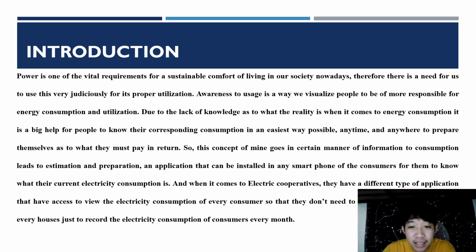An application can be installed in any smartphone of the consumers for them to know what their current electricity consumption is. And when it comes to electric cooperatives, they have a different type of application that has access to view the electricity consumption of every consumer, so that they don't need to deploy field representatives in every house just to record the electricity consumption of consumers every month.